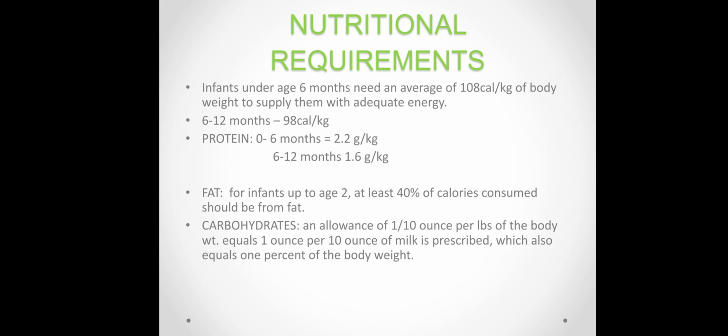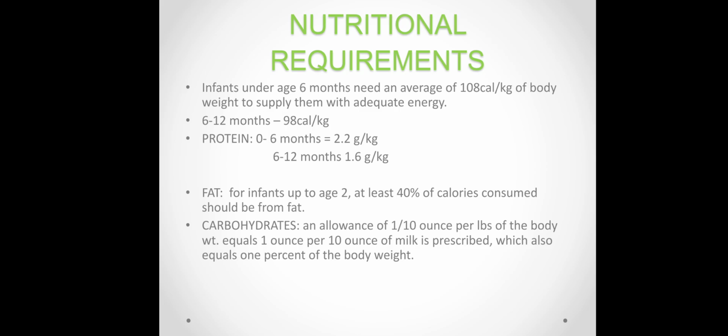For 6 to 12 months, it is 98 calories per kilogram. For protein, at 0 to 6 months, it is 2.2 grams per kilogram. So for example, the 2.9 kilograms multiplied by 2.2 grams gives a protein intake of about 6.38 grams of protein. For 6 to 12 months, it is 1.6 grams per kilogram.